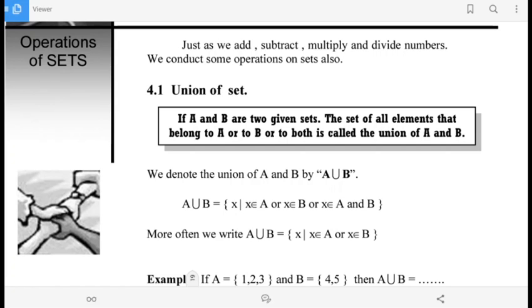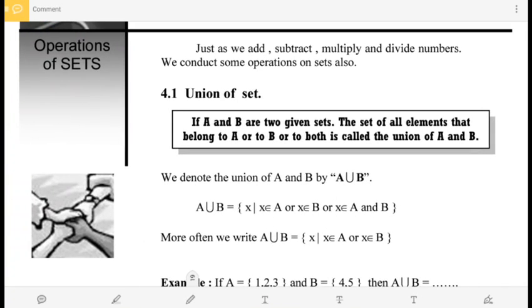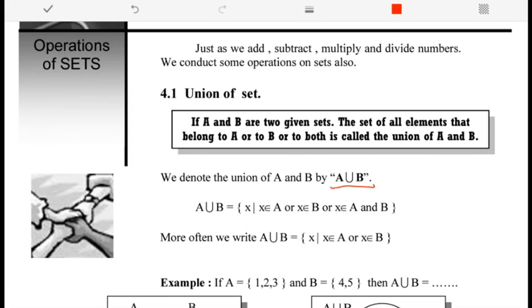Let's start with the first operation, which is the union of sets. From the word union, that means combination. So it's a combination of all the elements in the given sets. The symbol that we use for union is the U symbol. That's the meaning of the union of A and B. If you have three or more sets, just combine the elements of all those given sets. If you have four sets, just combine all the elements of the given sets.